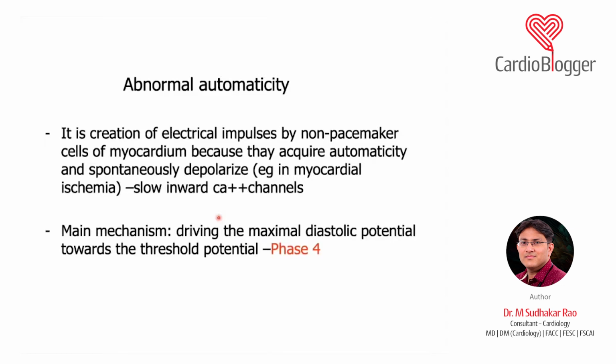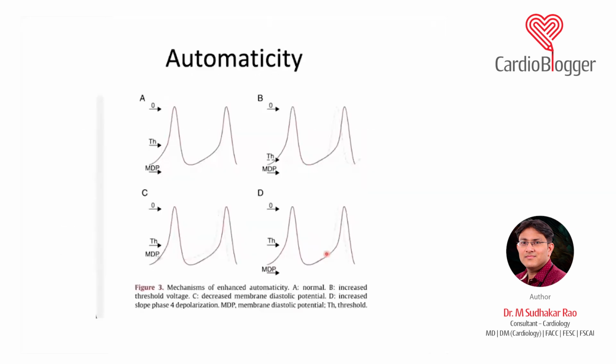We know that in the vicinity of the myocardial ischemia, there is a decreased sodium potassium ATPase. When the sodium potassium ATPase is decreased, it causes increased calcium channel activity. When the calcium channels are increased, it drives the maximum diastolic potential towards the threshold potential. It is at the threshold potential that any cell, either the ventricular myocyte or the pacemaker cell, starts depolarizing. So this calcium drives the maximum diastolic potential towards the threshold potential, and it starts the phenomenon of automaticity. Now this is the example. This figure A is the normal automaticity.